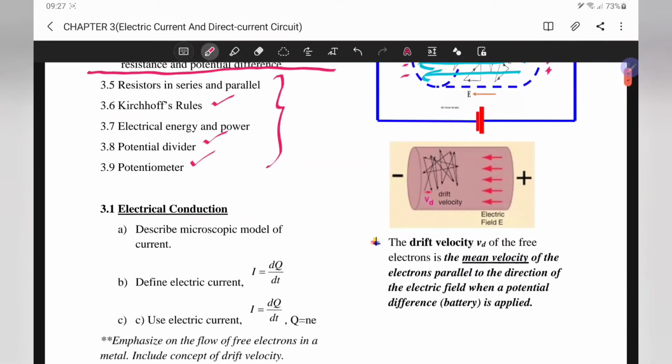So what is drift velocity? The drift velocity of the free electrons is the mean velocity of the electrons parallel to the direction of the electric field when a potential difference is applied. Remember, the drift velocity exists when the potential difference is applied. Why? Because we have produced an electric field. By having an electric field, the electron is attracted towards the positive terminal, so the electron drifts a little bit, producing our drift velocity.